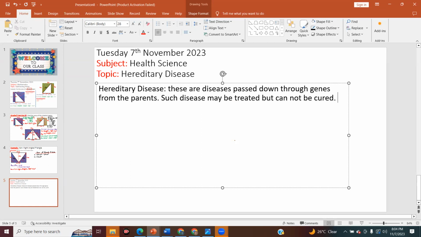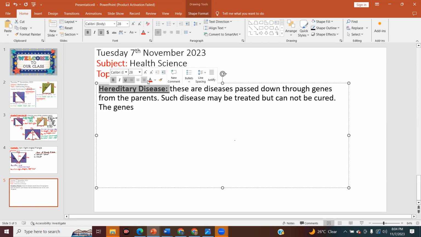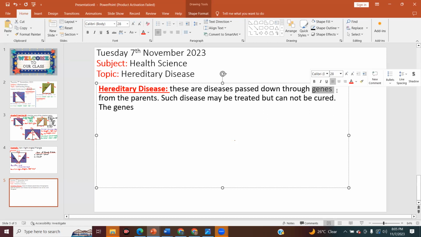Now, what are the genes? When we say genes, what are genes? We say hereditary diseases are passed down through the genes, but what are the genes? Anyone know? We're not talking about genes like the jeans that you wear. What type of genes are we talking about?